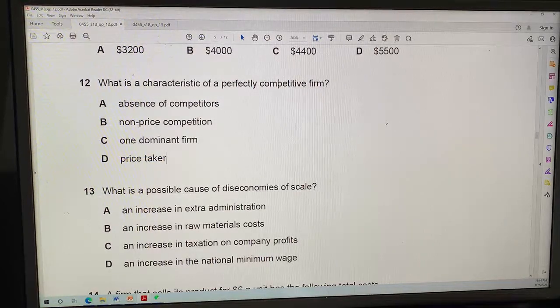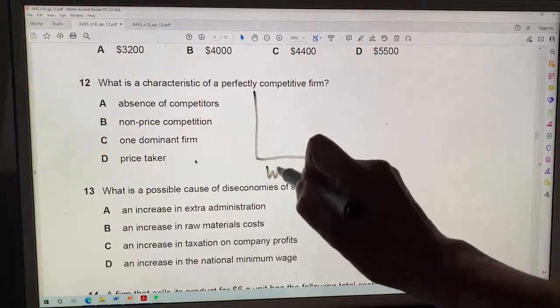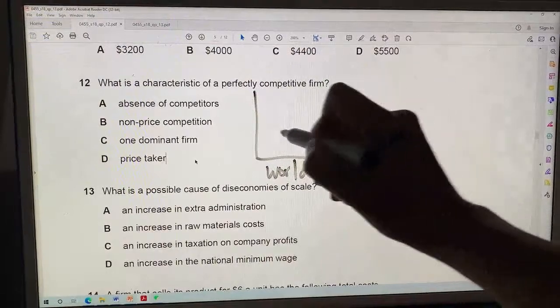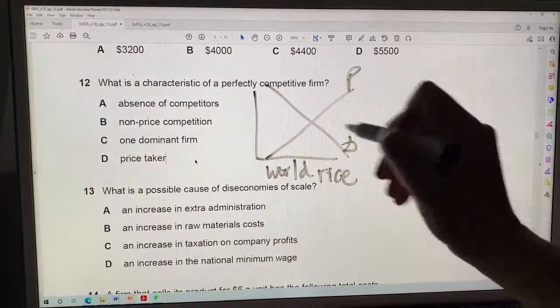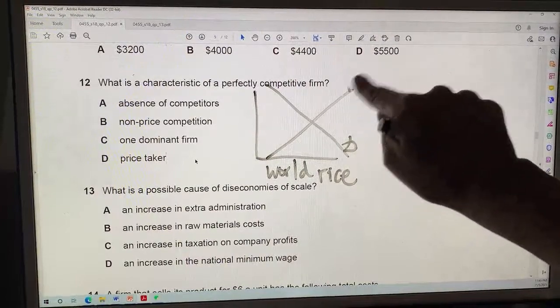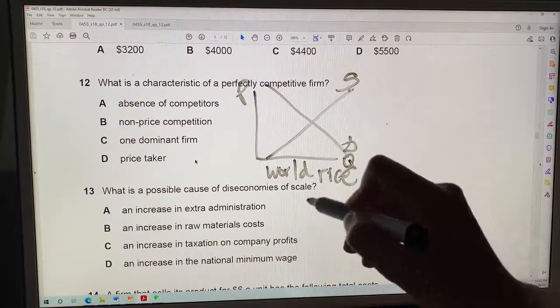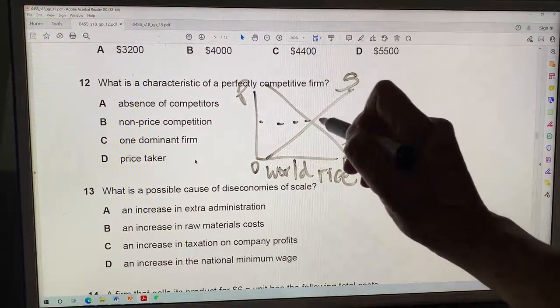In perfect competition, the firms are price takers. They cannot choose the price. You remember that. So if you have, this is the world rice market. I'll just do this pretty quickly, just to show the graphs. Price, quantity. Here's the world market for rice, and the price will be something, right?